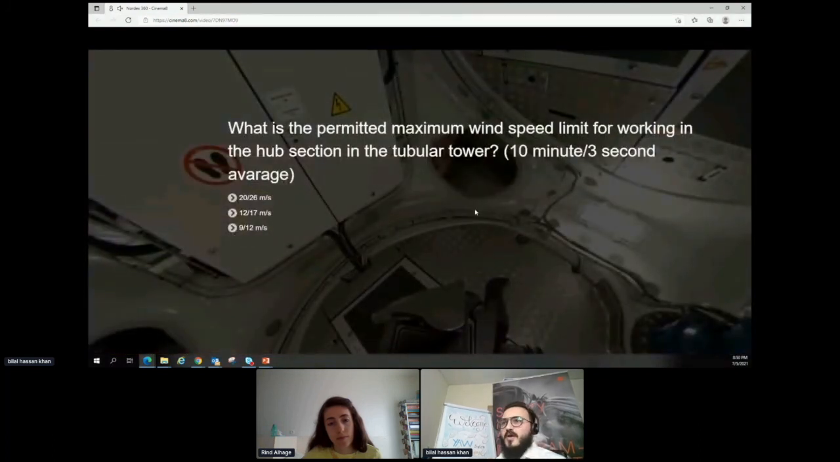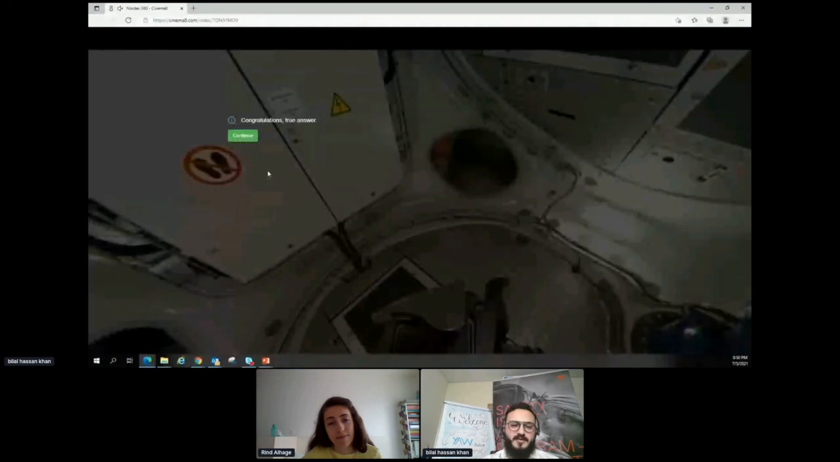Now we have a question. What is the permitted maximum wind speed limit for working in the hub section? As I told you, the working wind speed in the nacelle was 20 meters per second for 10 minutes average. But we have 3 options here, and because we don't have time, I have to select the right one myself. It's 12 meters per second. Yeah, I'm correct. Thank you.